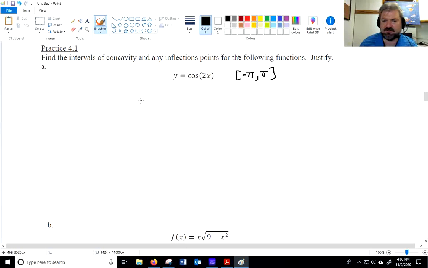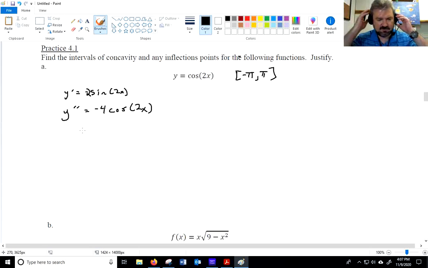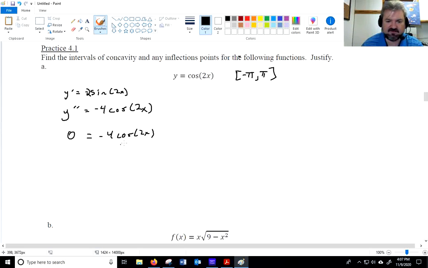All right, let's see how we're doing here. So the derivative here would be y prime is equal to negative sine of 2x times the derivative of the inside, which is a 2. All right, let's take the second derivative. It's going to end up being a negative 4 cosine of 2x because I'll have another times 2, so I went ahead and multiplied it. Now let's solve where this equals 0. So I have 0 equals negative 4 times cosine of 2x. So 0 is equal to just cosine 2x. So when does cosine equal 0?